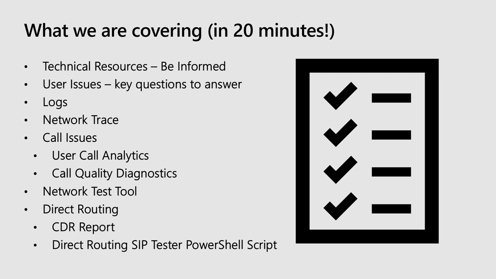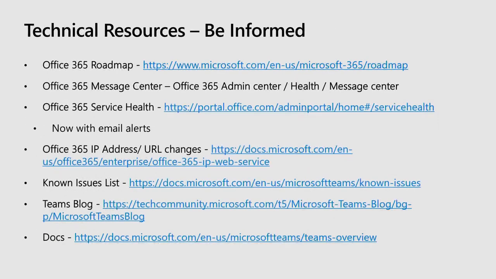So we're going to go through some resources. We're going to go through some real basic user issue questions. And doing support for Microsoft Teams, I'm amazed how often these get missed. Some stuff about the logs, tracing, specific media issues, network test tool, and some direct routing testing. So everything on this list is things you can still do as an IT pro, as an ops, as a support person in supporting Teams.